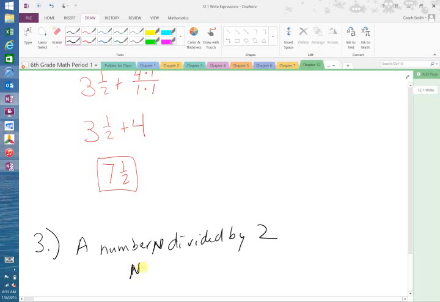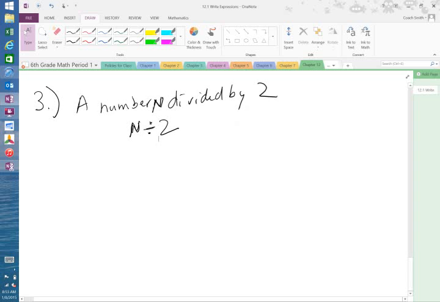N division sign 2. Gotta get there in a second, hopefully. There it is. N division sign 2. Okay? When you have a division problem like this, and they use the words divided by, the numbers just stay in order. Usually on all your division, another way they could have written this is a quotient of a number n and 2. That's still n division sign 2. Okay? Now we have to plug in, so that's your first answer.